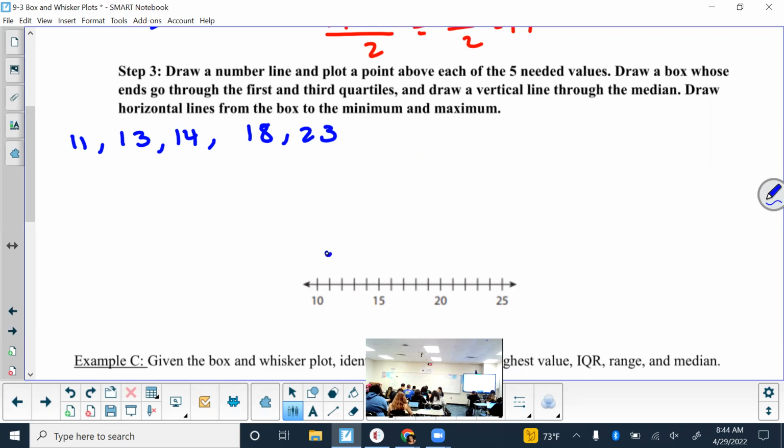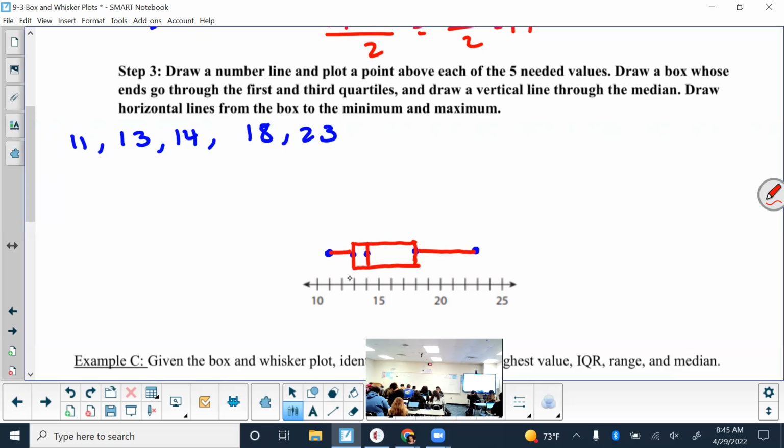So 11 would be here, 13 would be here, 14 here, 18 over here, and then 23. Which dots get lines through them? The middle 3, that makes up your box. Notice the median is a lot closer to the Q1 and the minimum. Once you make your box, connect your whiskers, and then that's it. Questions?